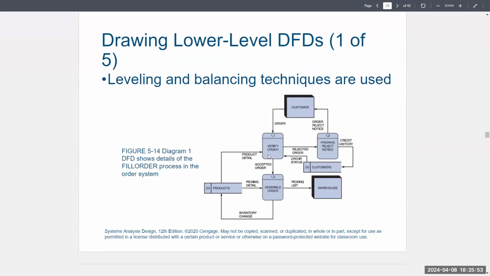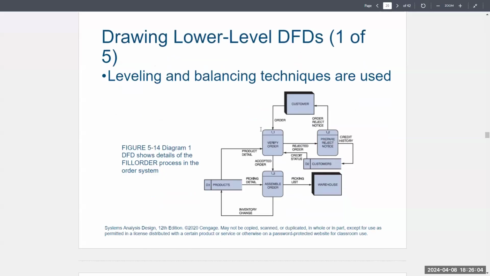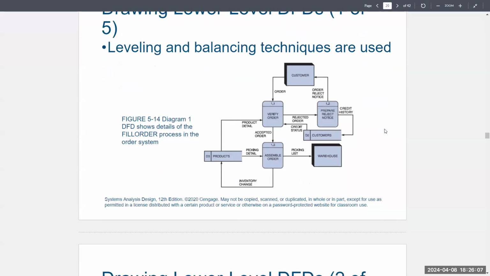So here we're talking about verify order, which has 2 other steps: prepare, reject invoice, and assemble, right? Which is part of what? The fill order process, right? It has 3 different steps. And verify order, as the name says, makes sure that all of the information in that order is accurate, right? If it is not, then you reject the order. If everything is correct, you accept the order and put that order together, send it to the warehouse, update the inventory, right? And all those things are part of that process.